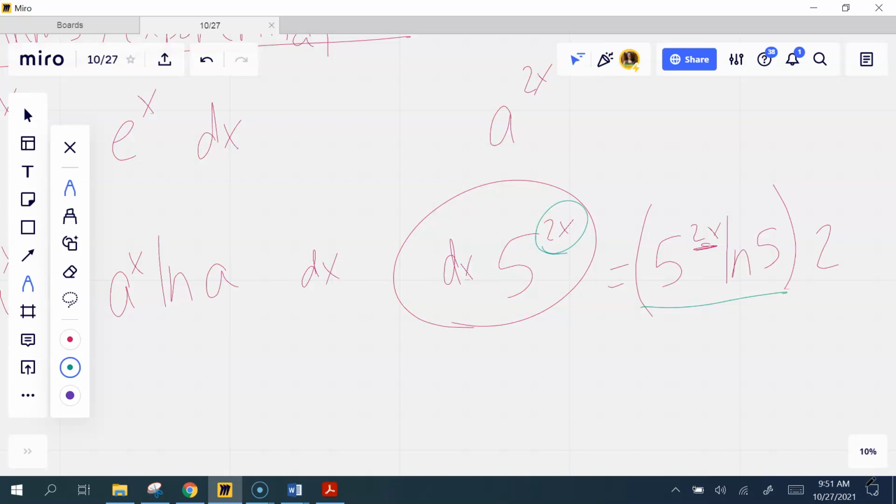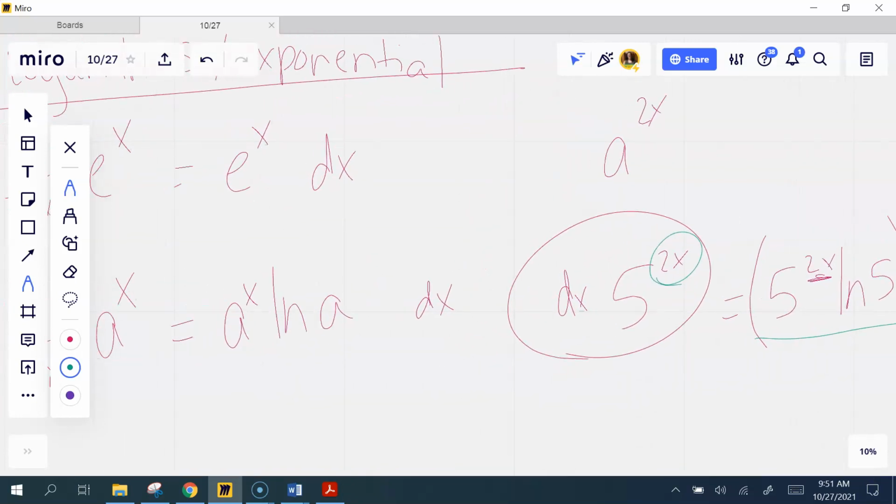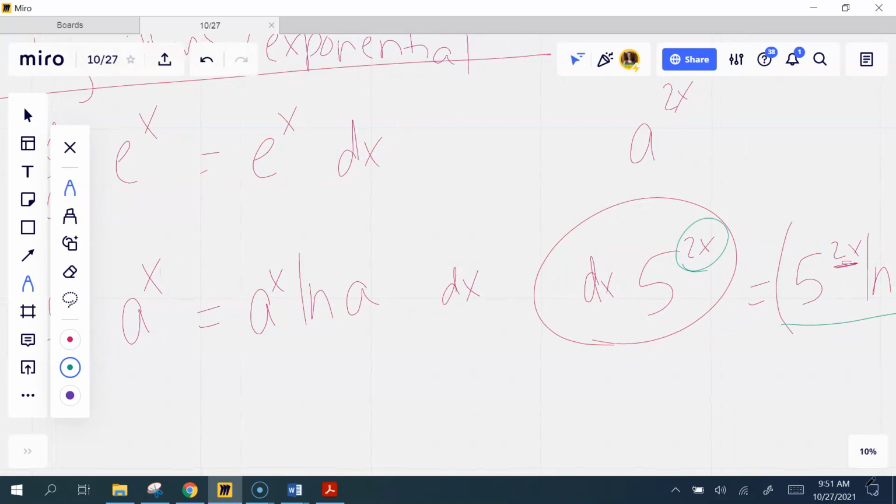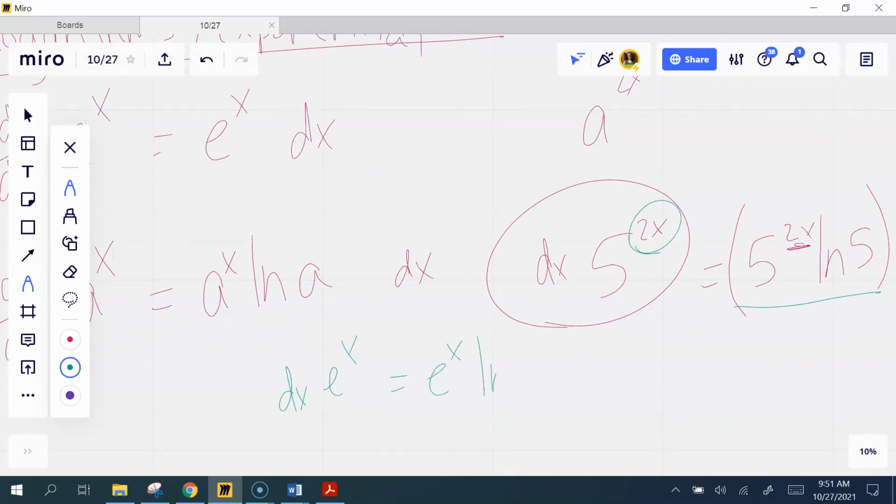If I want to say why is it e to the x, why does it stay the same? I can apply this same property here and say, well, the derivative of e to the x is e to the x natural log of e, but what's the natural log of e? 1. Natural log of e is the same thing as log base e of e. When those are the same, it just equals 1. So that's why it's just e to the x. Okay, properties? Yes. It's kind of like the exponential property.